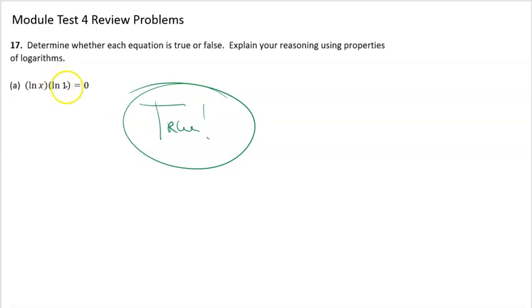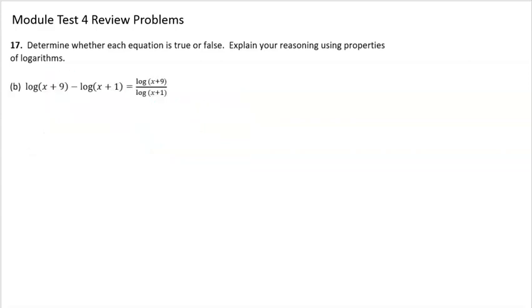Okay, well, natural log of 1, we know by our properties, is 0. And anything times 0 gives me 0. So this checks out. Okay, so we use properties of logarithms for logarithm of 1, and we use the fact that anything times 0 equals 0. So it's multiplication property of 0.